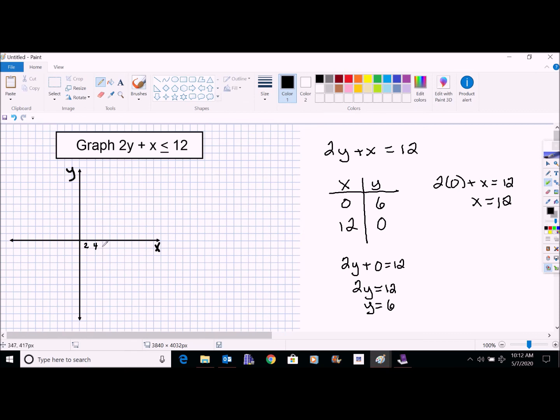You can go by fours. You can go by whatever number, but every time you pick a gap, it has to be the same gap. So 2, 4, 6, 8, 10. And you have to put in enough of them to establish your pattern. I want to go 2, 4, 6, 8, 10, 12. So my first ordered pair is (0, 6). 0, 2, 4, 6. It's right here.